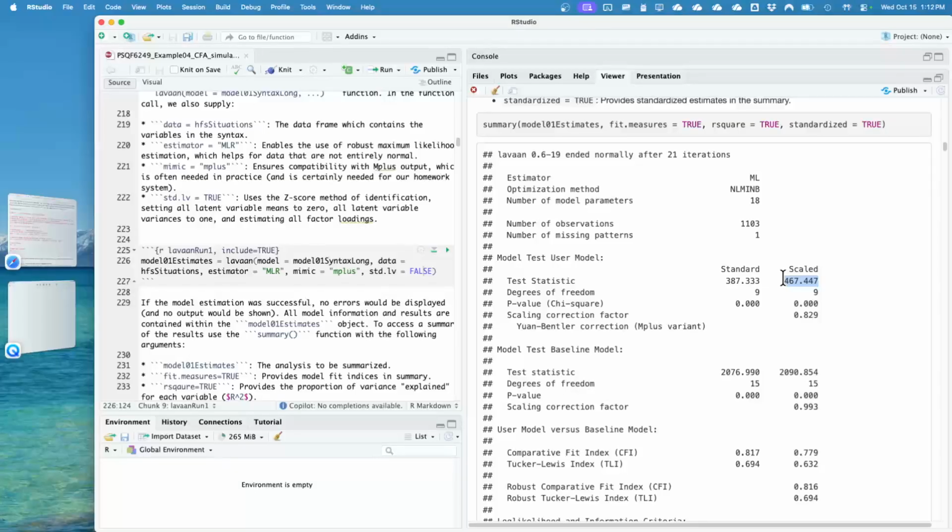Let's assume that's the case. So this is a test of our factor model versus the saturated model. The p-value is, we can't even see what the decimal place is, it's 0. We would reject the hypothesis.